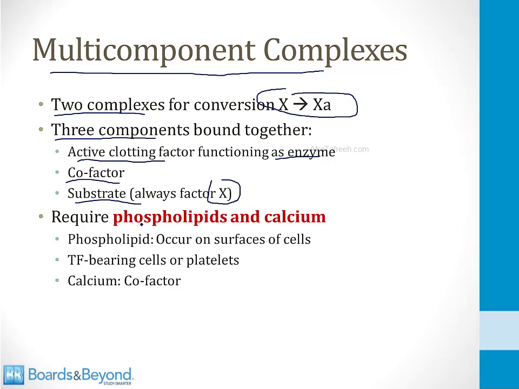Both of the two complexes require phospholipids and calcium to function. The fact that they require a phospholipid means that their reactions will occur on the surfaces of cells. So these two complexes work either on the surfaces of tissue factor-bearing cells or on platelets, and they both require calcium because calcium is a cofactor for both of these complexes.